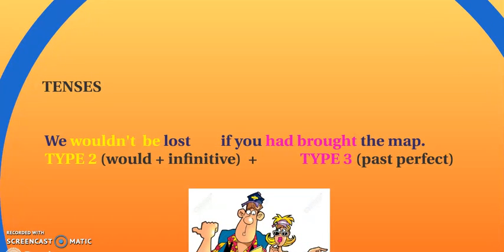So we use type 2 to refer to the situation now. So we speak about a possibility in the present, okay, and we mix it with a situation in the past that should have been different, but it isn't, and we can't change it. Okay?